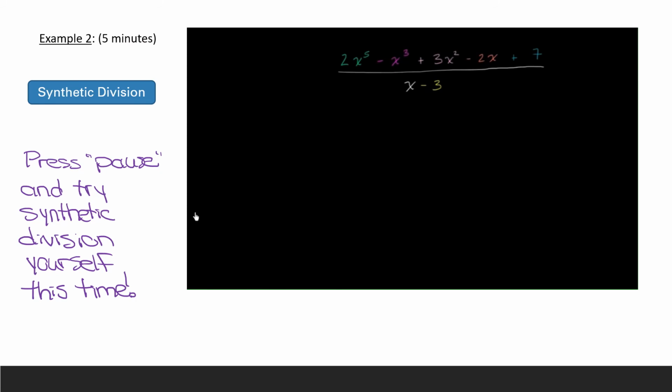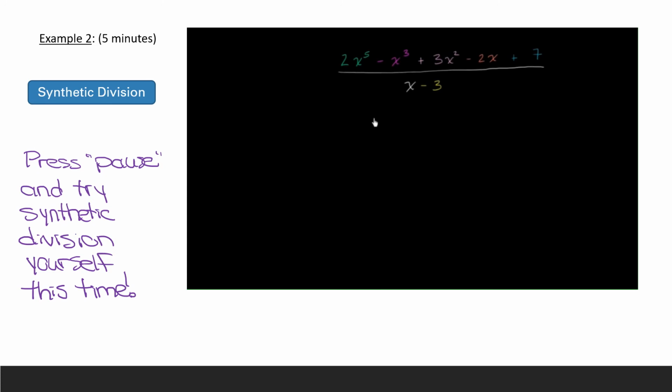Let's do another synthetic division example. And in another video, we actually have the why this works relative to algebraic long division. But here, let's go through the process of it just so that you get comfortable with it. And now's a good chance to give it a shot, to actually try to simplify this rational expression.